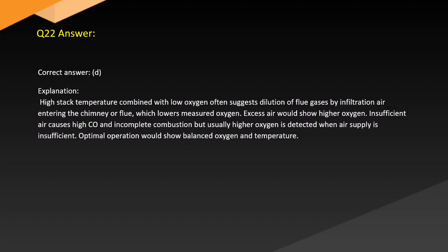Answer. Correct answer: D. Explanation. High stack temperature combined with low oxygen often suggests dilution of flue gases by infiltration air entering the chimney or flue, which lowers measured oxygen. Excess air would show higher oxygen. Insufficient air causes high CO and incomplete combustion, but usually higher oxygen is detected when air supply is insufficient. Optimal operation would show balanced oxygen and temperature.